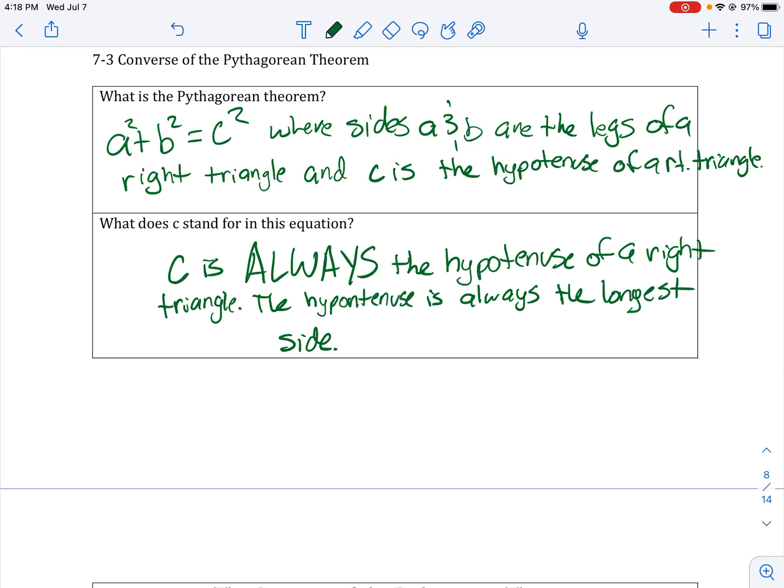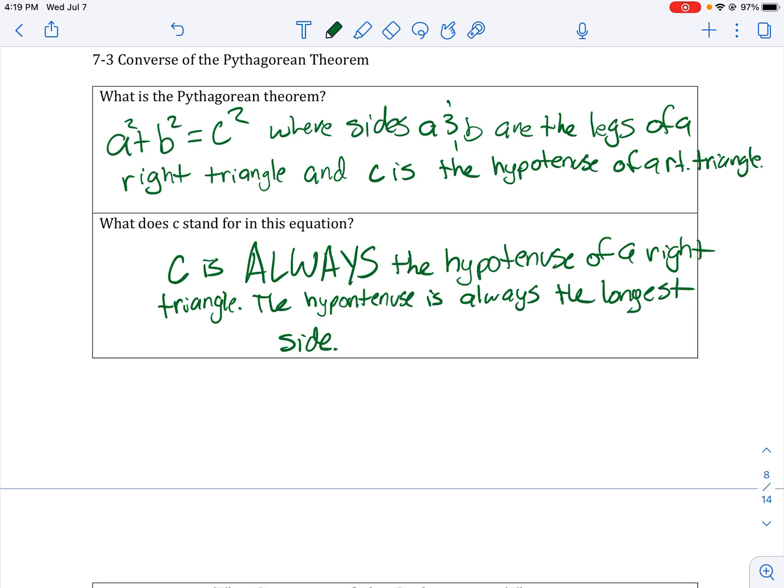So now we're going to talk about the converse of the Pythagorean theorem, which means we're going to go backwards. We're going to start with a triangle, I should say, and we're going to prove if that triangle is a right triangle or if it is not a right triangle. And we're going to use the Pythagorean theorem to help us out. So you will have to write these down in your notes.